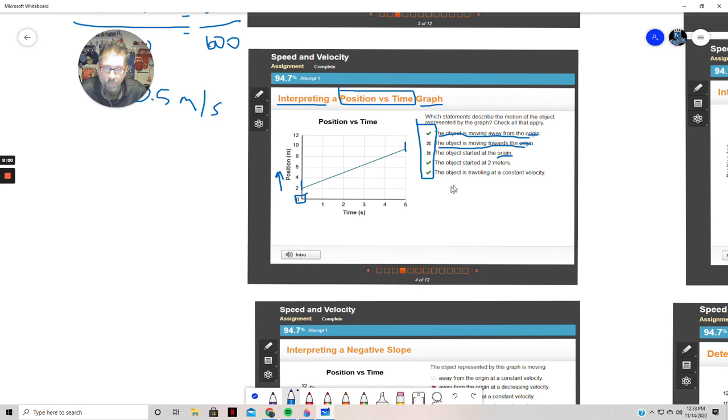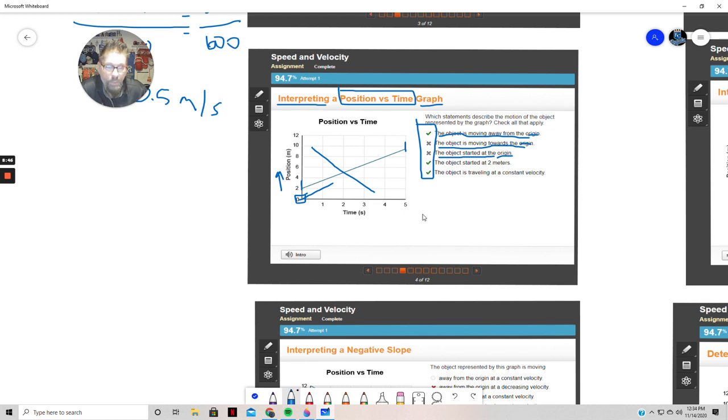The object moving towards the origin, that line would look like this. That would be a negative slope line. The idea of now, as you work further along, you're getting closer. Okay, you're moving back towards the origin. So if the line would have looked like this, then you would have selected this as an option. The object started at the origin. Okay, it's great that you didn't select that, because if the line was coming out of here, then it would have started at the origin. But it started 2 meters away from the origin, which you guys intelligently picked up on.